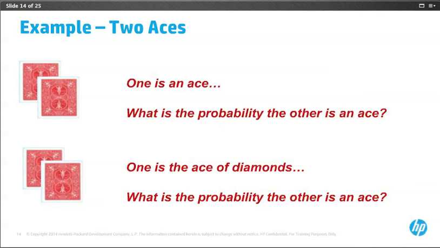That's a mathematical question that you could work out or not. How about instead if I said, one of these cards is the ace of diamonds, what's the probability that the second card is an ace? Now that's maybe quite hard mathematics to work out the probability there, but surely the probability is the same in both cases.